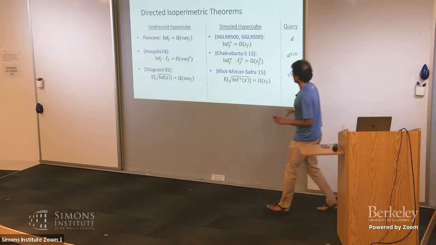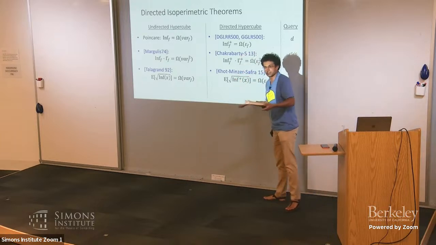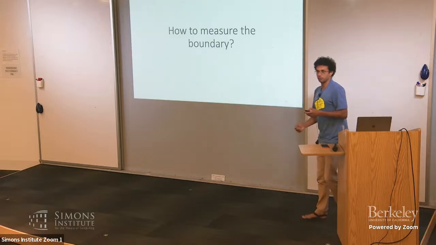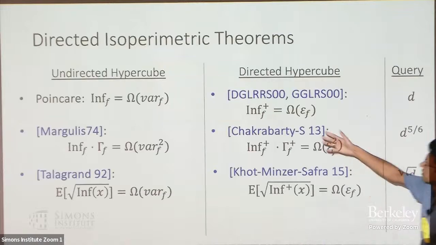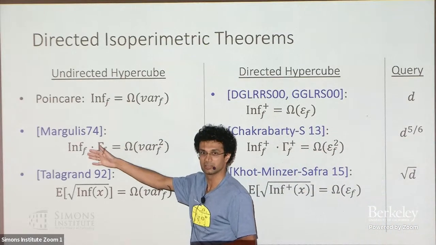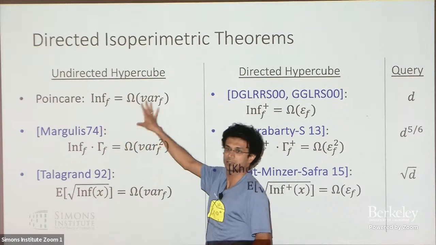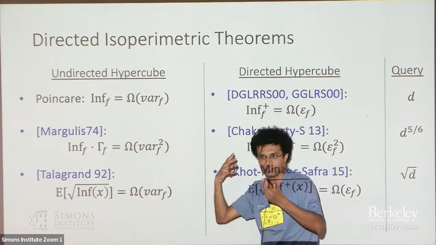Okay, so the plan now is I'm going to tell you what all of this really means. It's really a question of how do you measure the boundary? All of these are different measures of boundary, more and more complex, all saying that the boundary is at least the volume in various different ways.